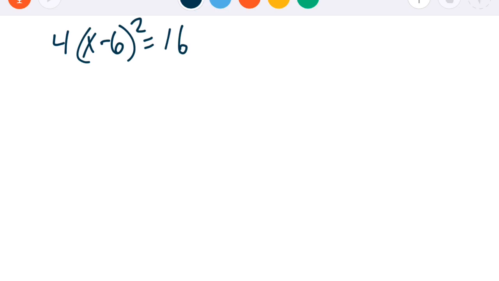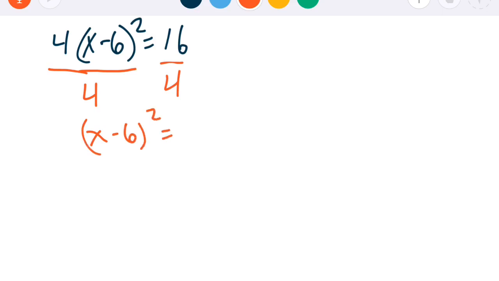So in this problem, like we've mentioned earlier, you need to get the term that is squared by itself. Now in this case, the x minus 6, that is what's in parentheses, that is what is being squared. So we're trying to get that x minus 6 by itself. So in order to do that, the first step we need to do is we need to get rid of that 4. So 4 is being multiplied by that stuff, so I'm going to divide it. And then I'm left with x minus 6 squared equals 4.